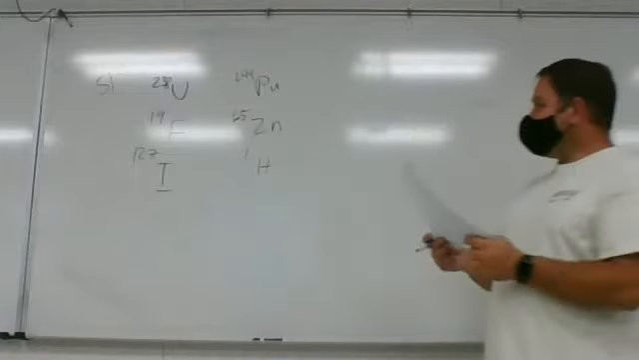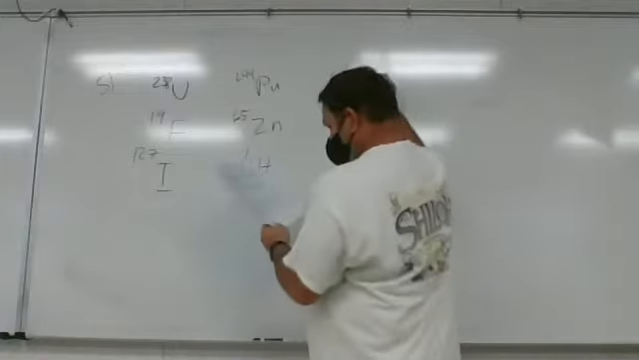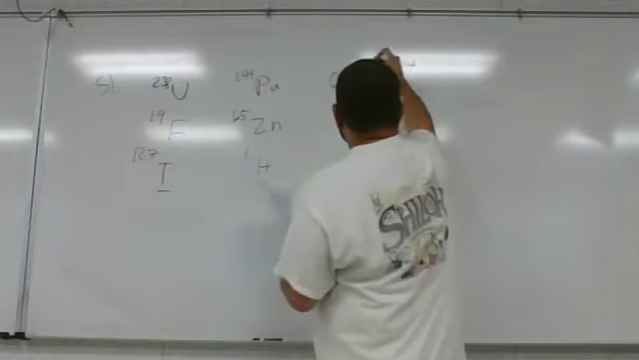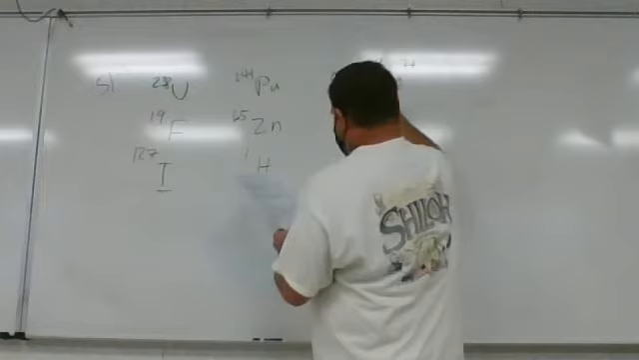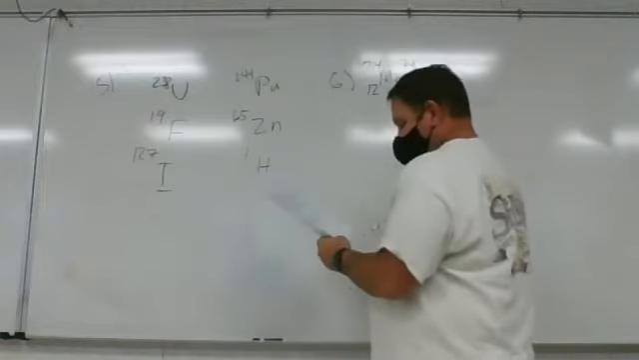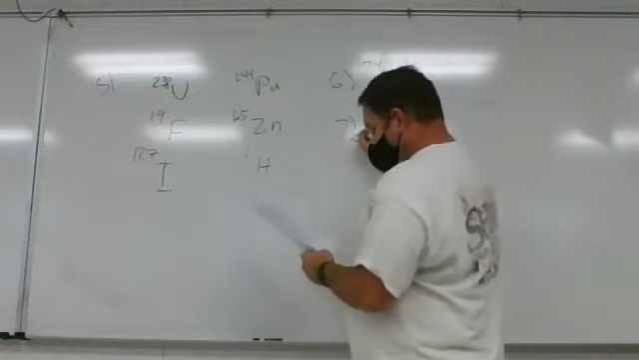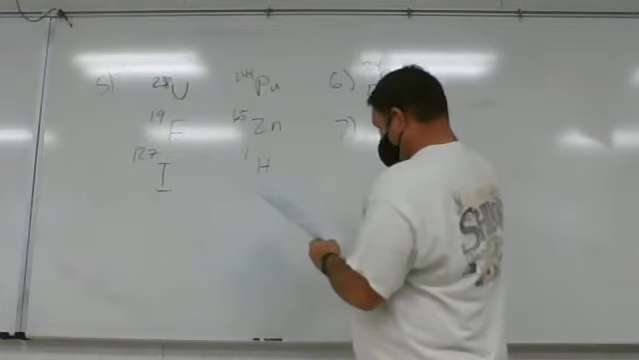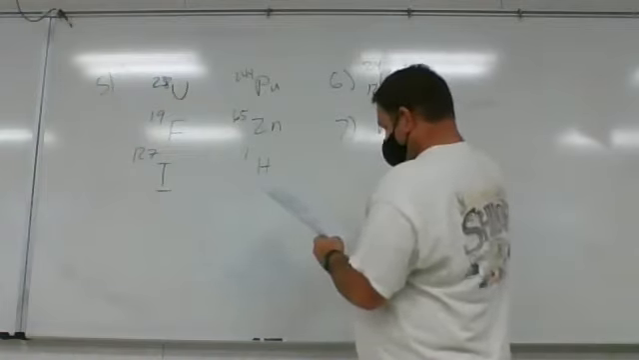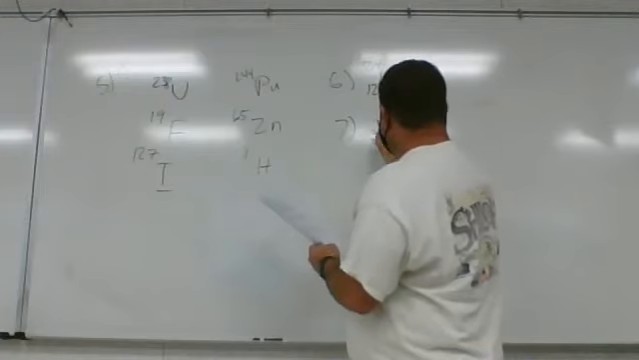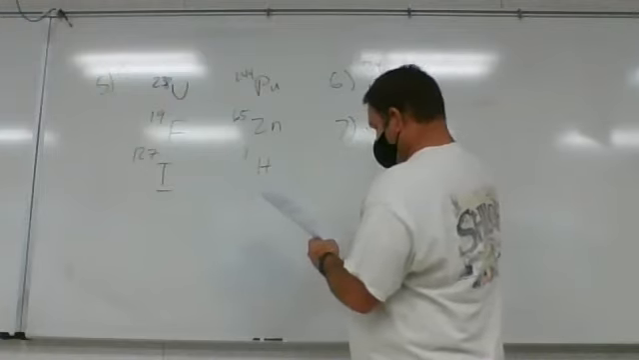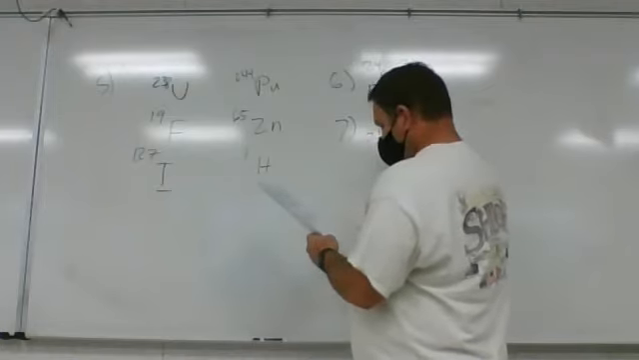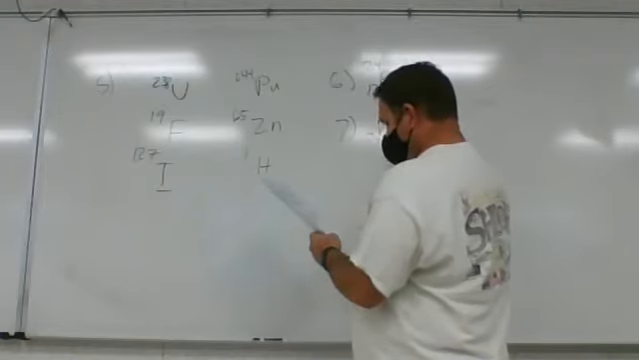Number six, real quick, should be Mg2+, 24, and 12 protons. Just want to throw that in. Seven should be tungsten 6+, with 74 protons. And what's the mass number?